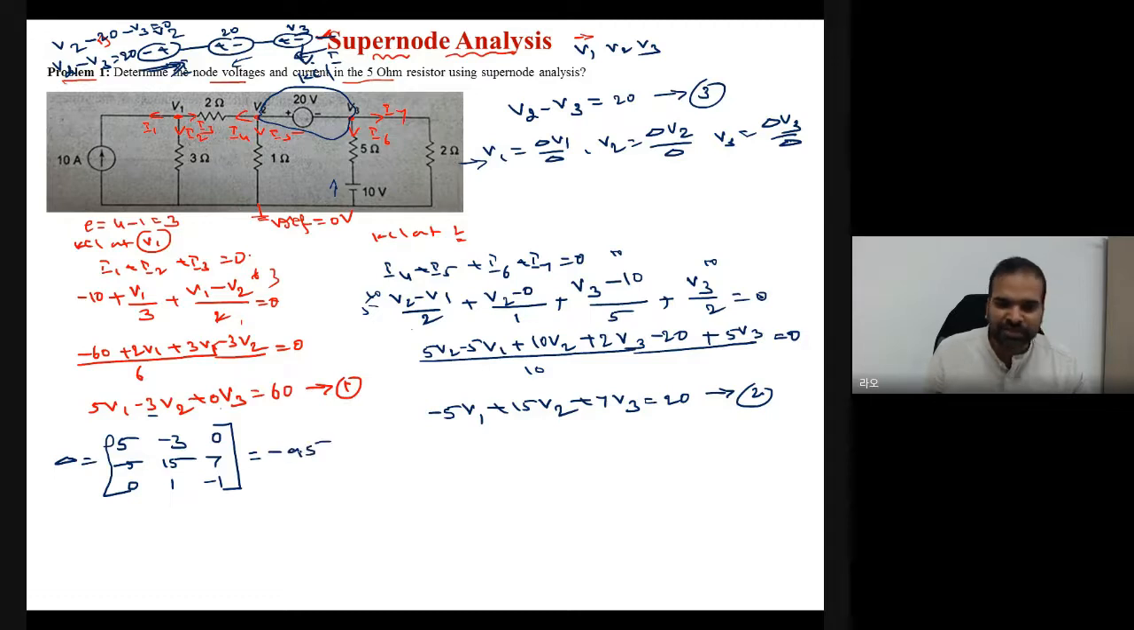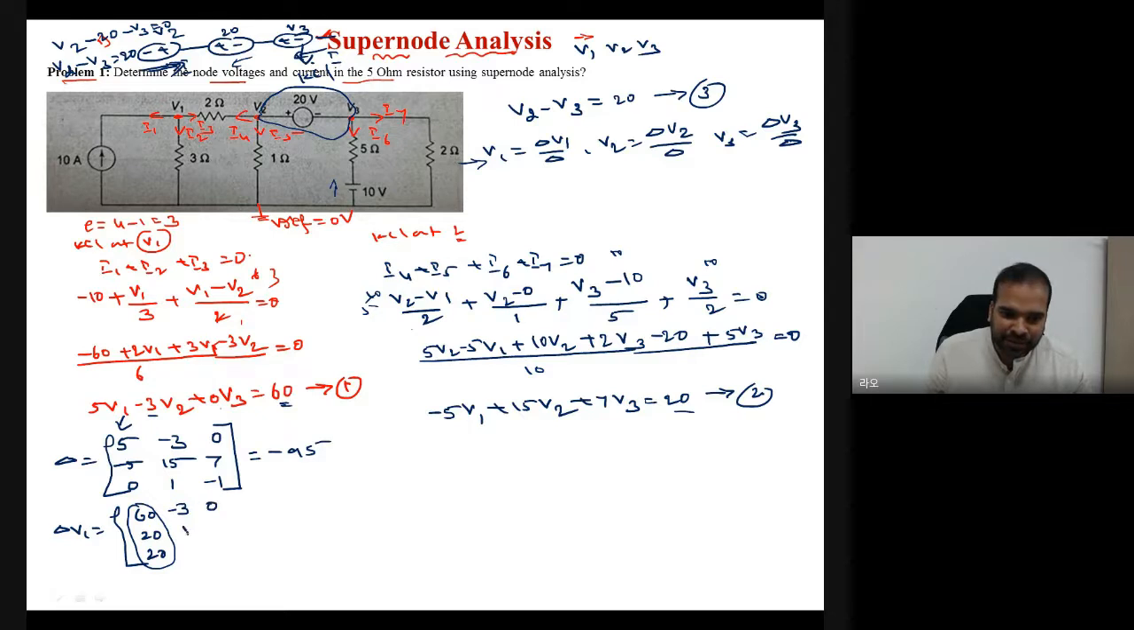-95. Just for time saving, I'm directly writing the answer. The determinant of delta is -95. So you can write delta V1. In order to write delta V1, instead of V1 terms, you need to write the constant values from equation 1, equation 2, equation 3. What is the constant value? 60. So you write 60 from equation 1, 20 from equation 2, and 20 from equation 3. This is the only difference, and the remaining V2 terms and V3 terms are the same as delta.